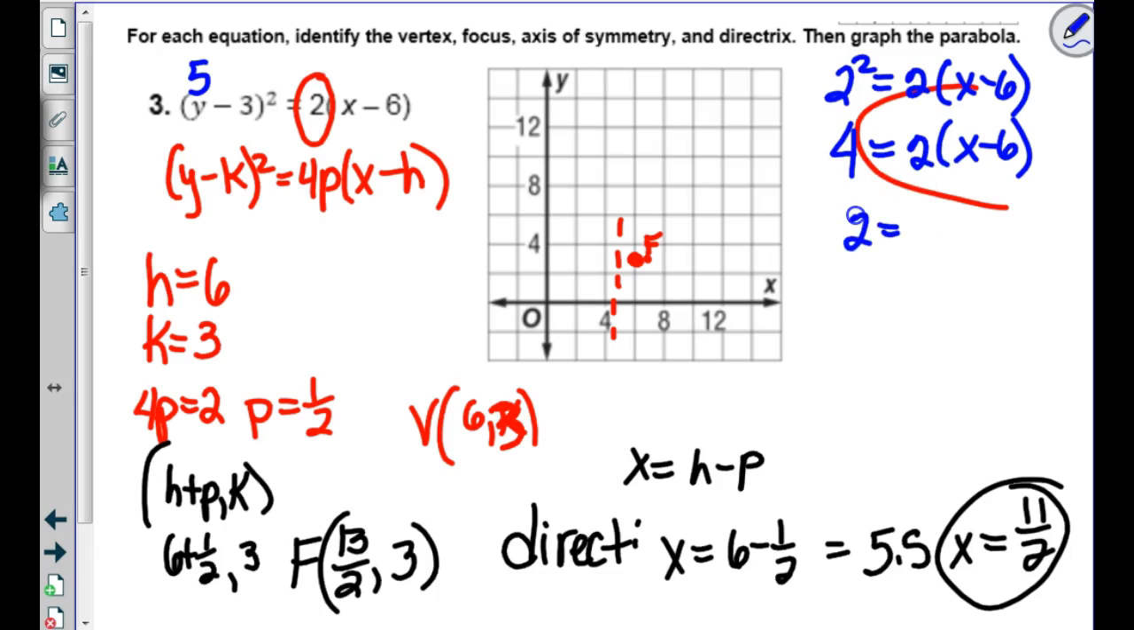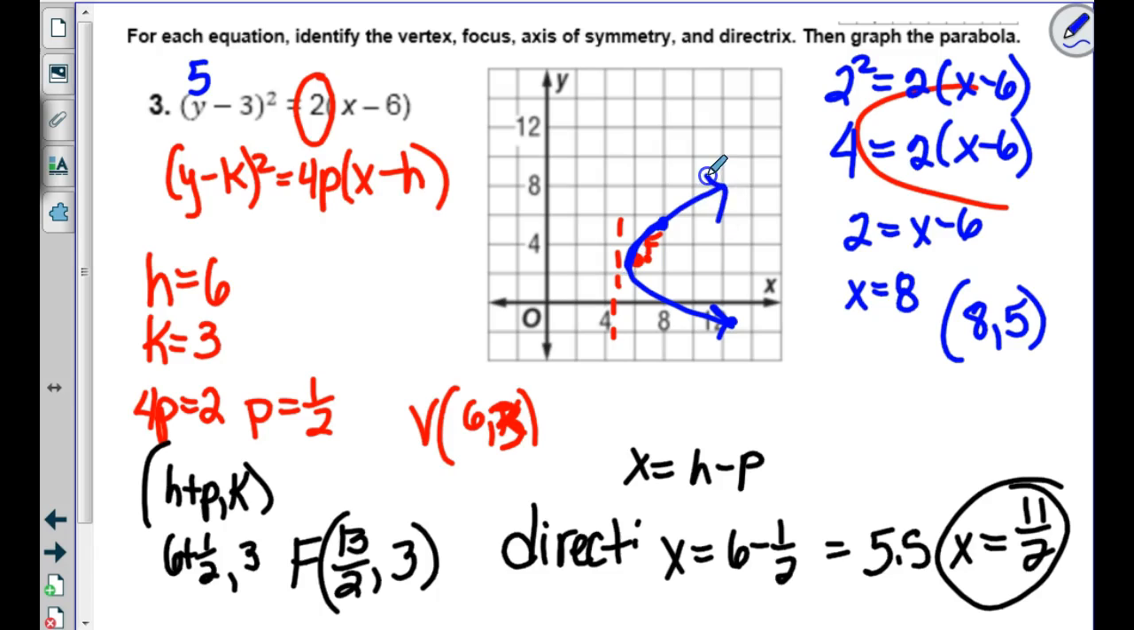Divide by 2, add 6, and we get 8. What did I put in again? I put in a 5, right? So (8, 5) would be a point on here. Still ridiculously close, right? Make sure you're going through the vertex, not the focus. It's so close I can't even tell what I'm going through, but yeah. All right.